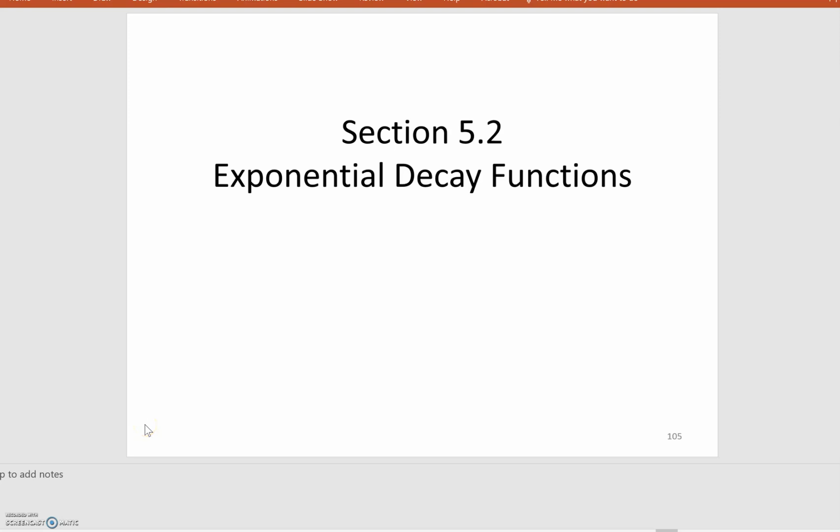So we're moving into section 5.2 now, which is about exponential decay functions. And we've been talking about exponential growth functions. So this is sort of the natural second half of this material. And you can probably imagine what an exponential decay function looks like. It's one that gets smaller over time. So if I draw an exponential growth function, they pretty much look like that. Exponential decay looks like that. Okay.